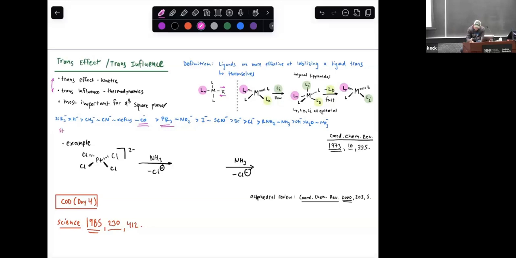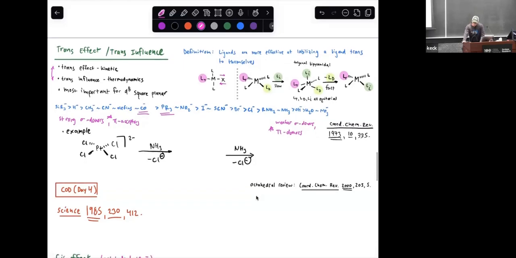Those ligands that are strong trans effect ligands are typically strong sigma donors and pi acceptors. And those on the other end of the spectrum are weaker sigma donors and often pi donors. This pi accepting and sigma donating character is especially important. We'll talk about why that is.